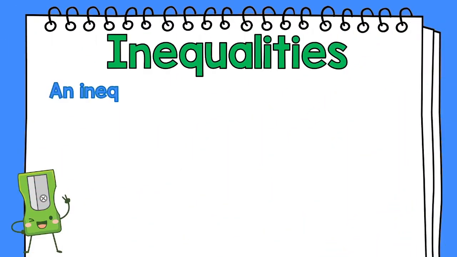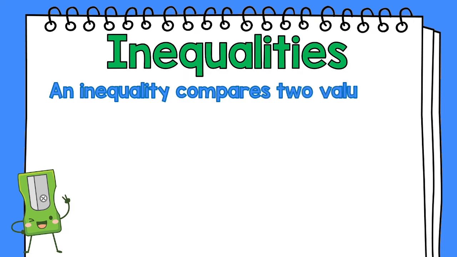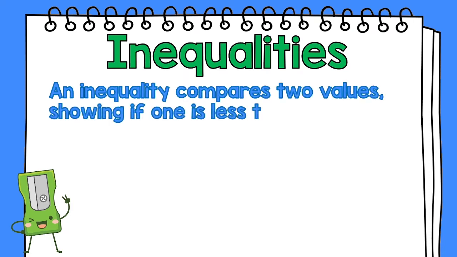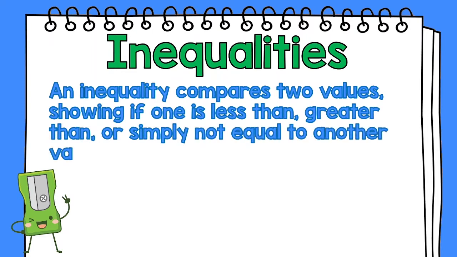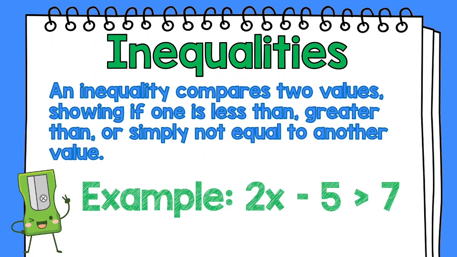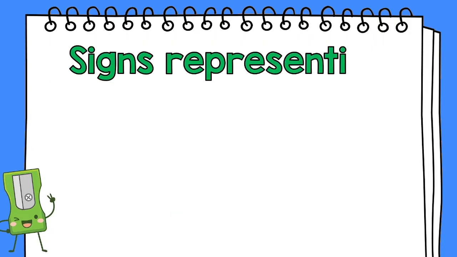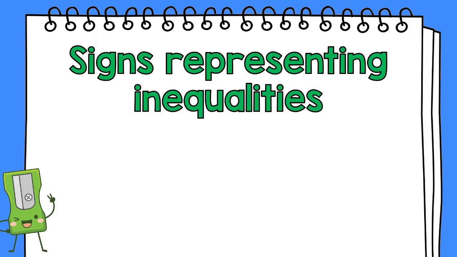Alright, so what are inequalities? An inequality compares two values, showing if one is less than, greater than, or simply not equal to another value. Example, 2x minus 5 is greater than 7. So here, instead of an equal to sign which we use in equations, we have used a greater than sign. Let's see some signs which represent inequalities.